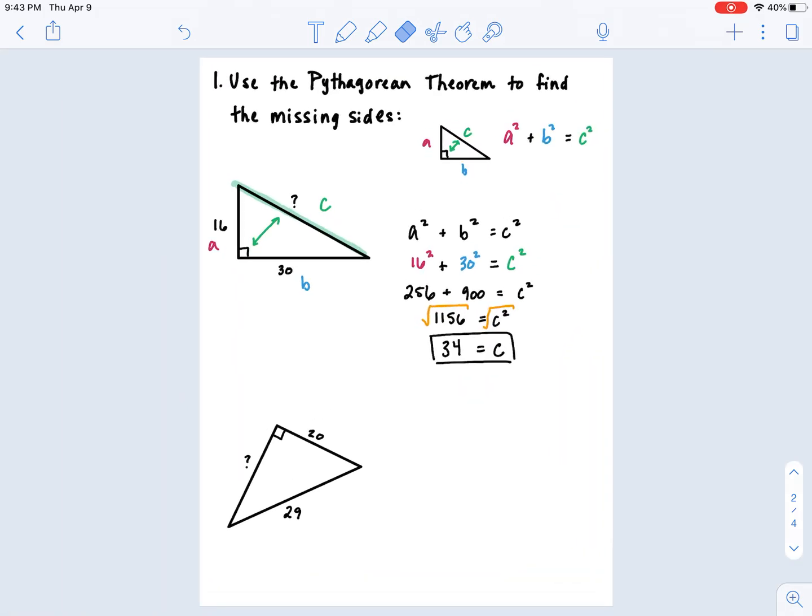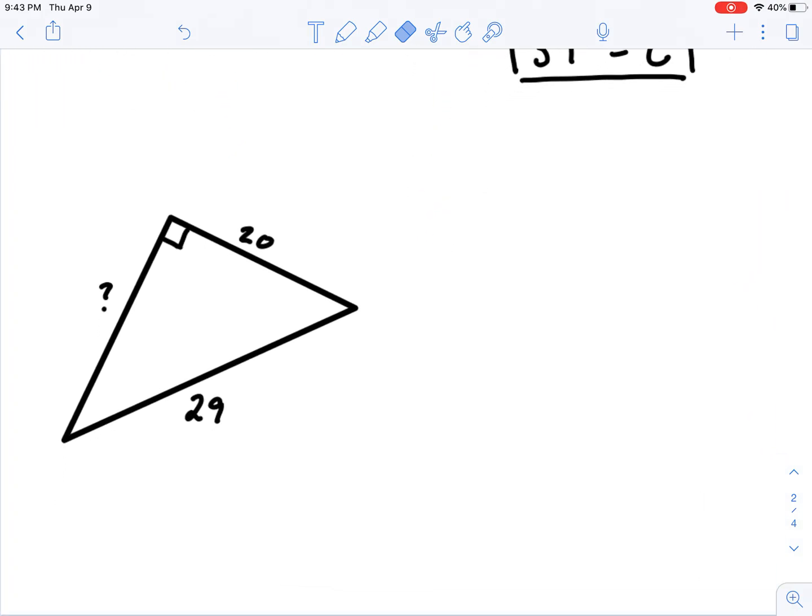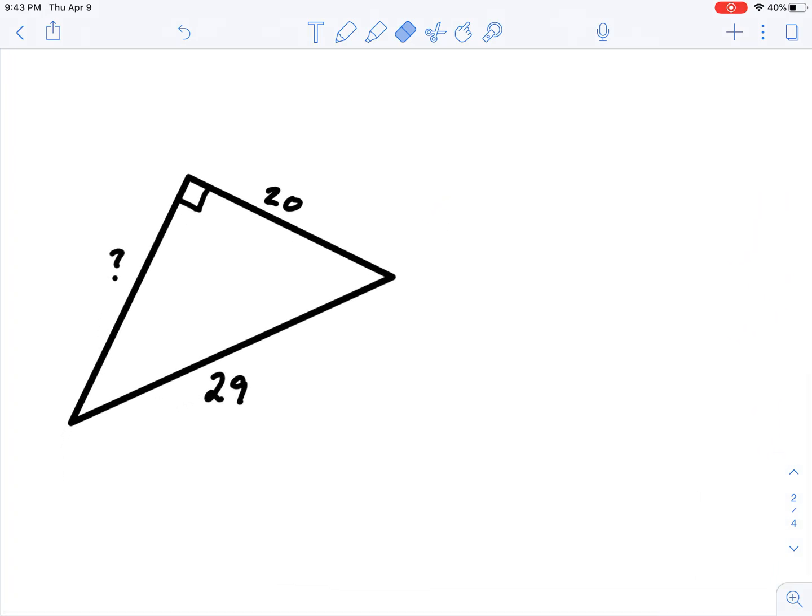Okay, hopefully that is coming back to us. Let's try our next one. So again, let's start by identifying our A, B, and C here. I'm always going to start by identifying the hypotenuse. That's across from my right angle. So there's my hypotenuse, 29.